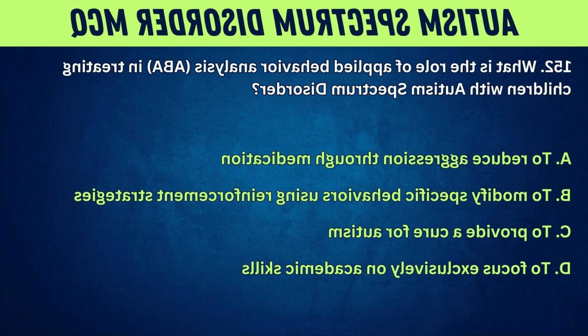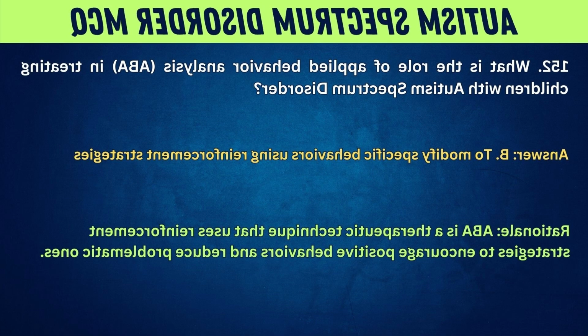152. What is the role of applied behavior analysis, ABA, in treating children with autism spectrum disorder? A. To reduce aggression through medication. B. To modify specific behaviors using reinforcement strategies. C. To provide a cure for autism. D. To focus exclusively on academic skills. Answer: B. To modify specific behaviors using reinforcement strategies. Rationale: ABA is a therapeutic technique that uses reinforcement strategies to encourage positive behaviors and reduce problematic ones.